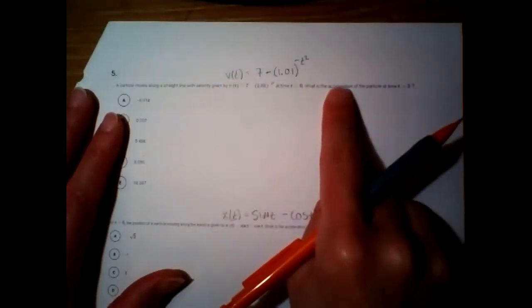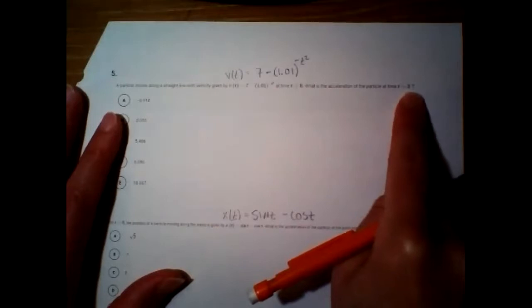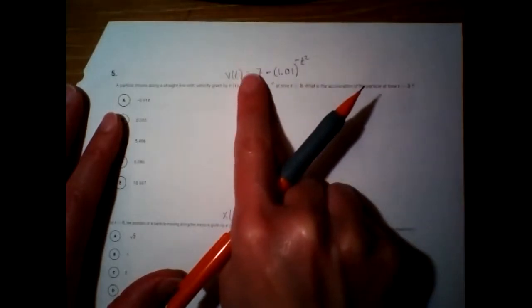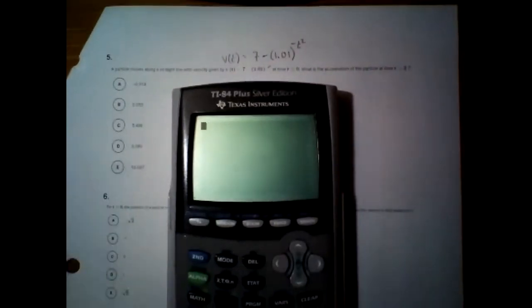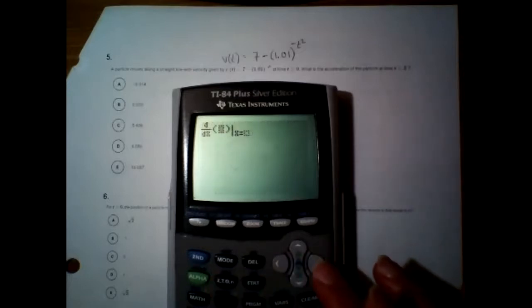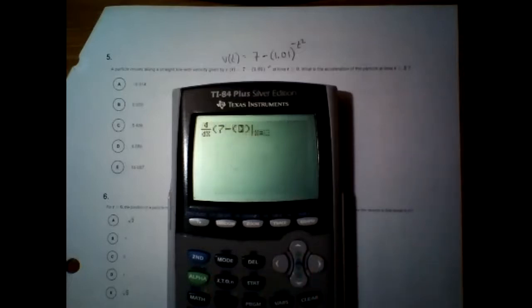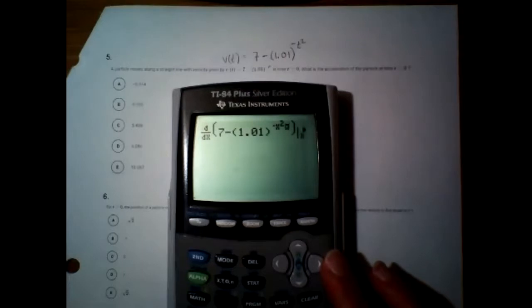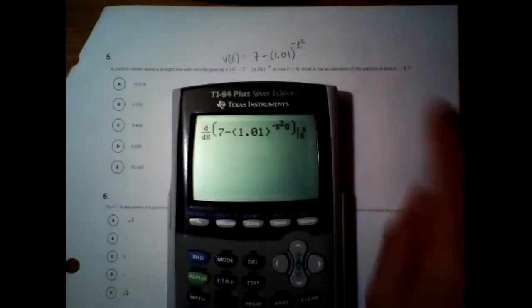It says, what is the acceleration at time 3? So to get from velocity to acceleration, we're going to do a derivative. And so on our calculator, that's going to be math 8. And I'm going to type d dx. I'm going to type the function. And then at the end, I'm going to put 3. It says at time 3.